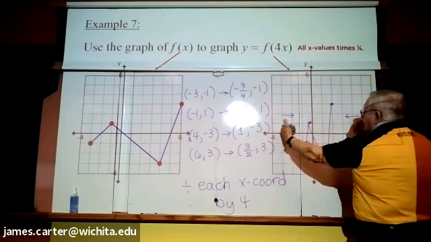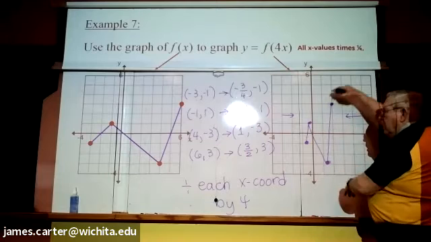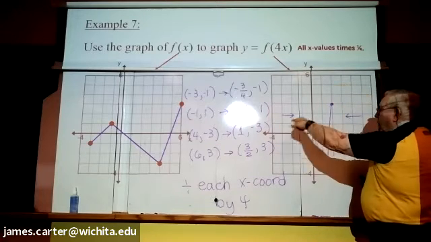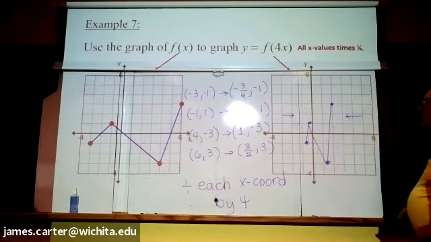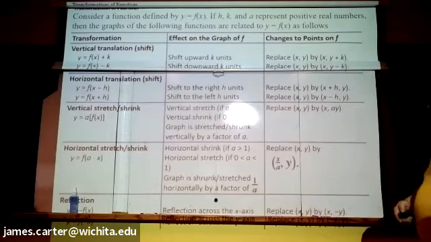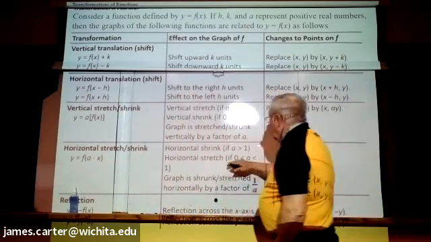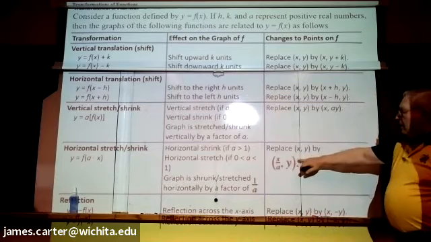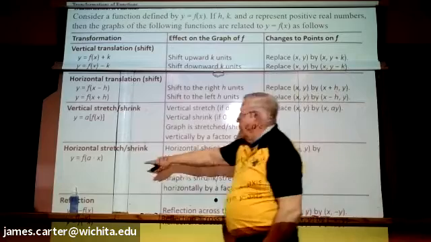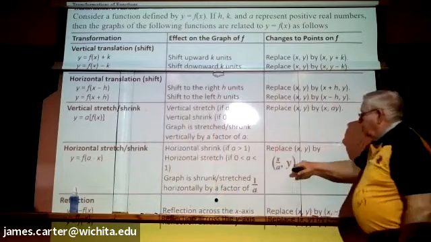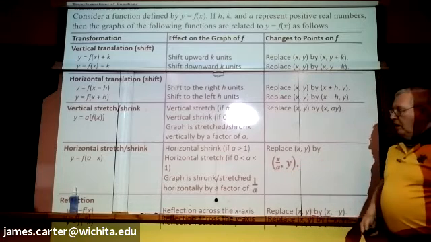So what that does is it shrinks this horizontally. Did not stretch it vertically. The y levels are still the same. They haven't changed, but this shrinks it horizontally. Here's my chart again. Okay, we got this thing right here, the horizontal stretch. We had a 4 for A in that last problem. So that says that we're going to change all the x values to x/4.